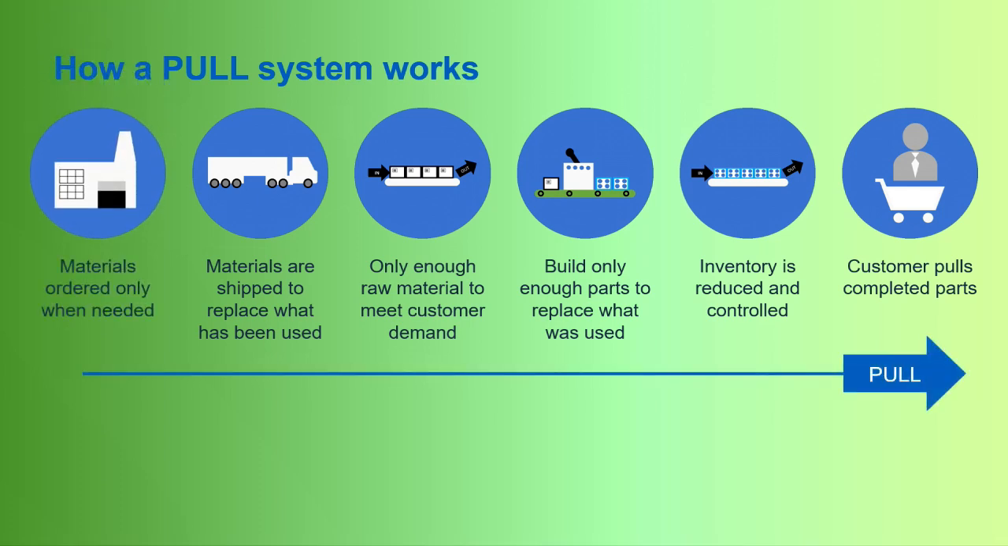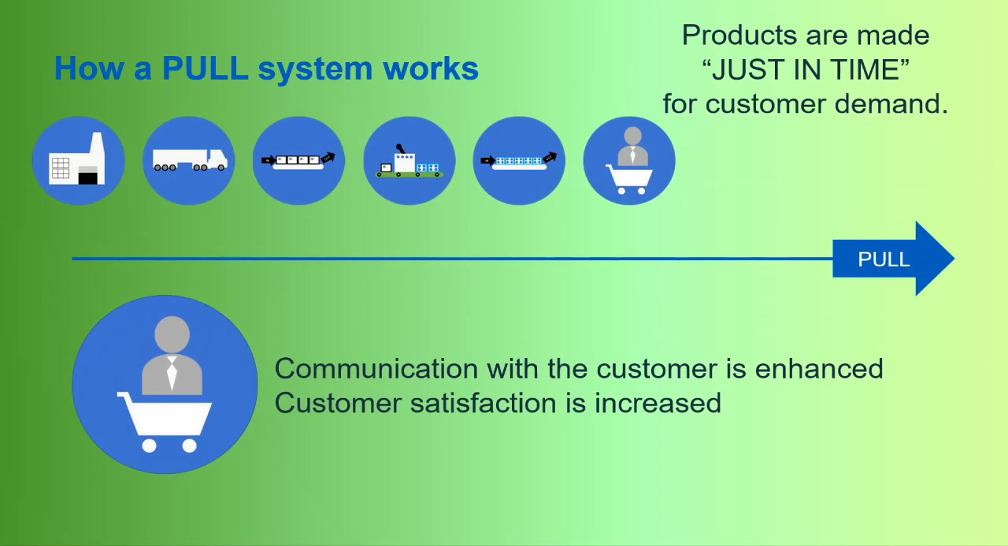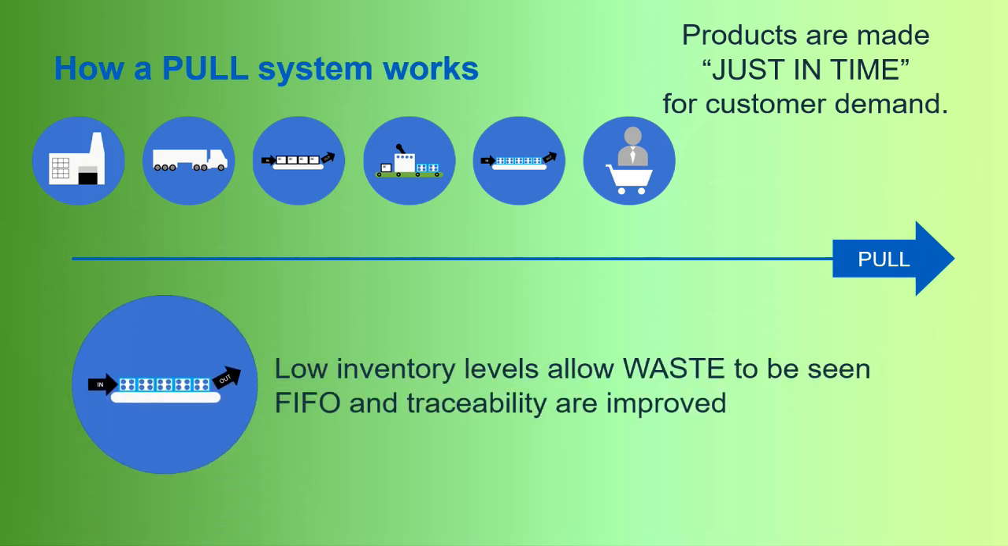Materials are pulled forward through the various processes. One big advantage is communication with the customer or next process is enhanced. This can have a positive impact on customer satisfaction. Low inventory levels allow waste to be seen. By exposing and measuring waste, we can work to reduce or even eliminate it.